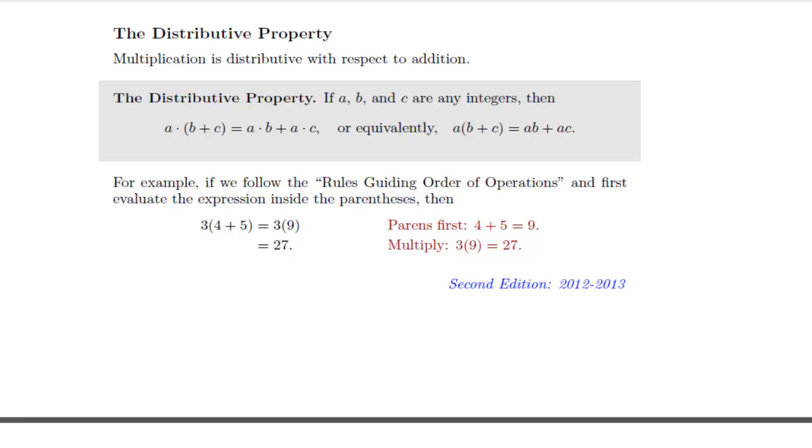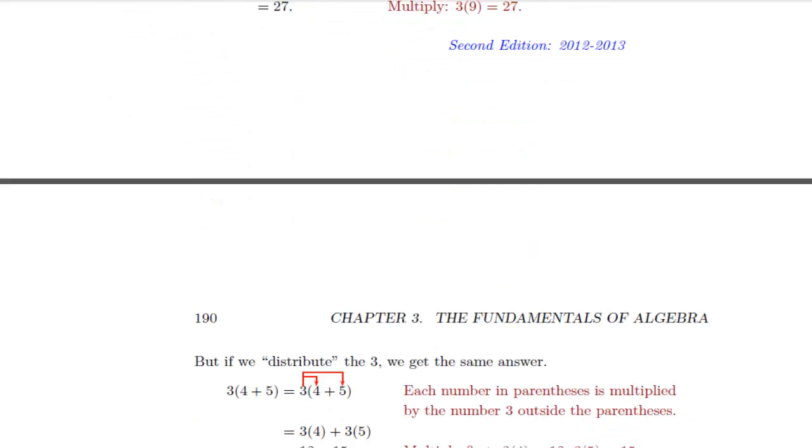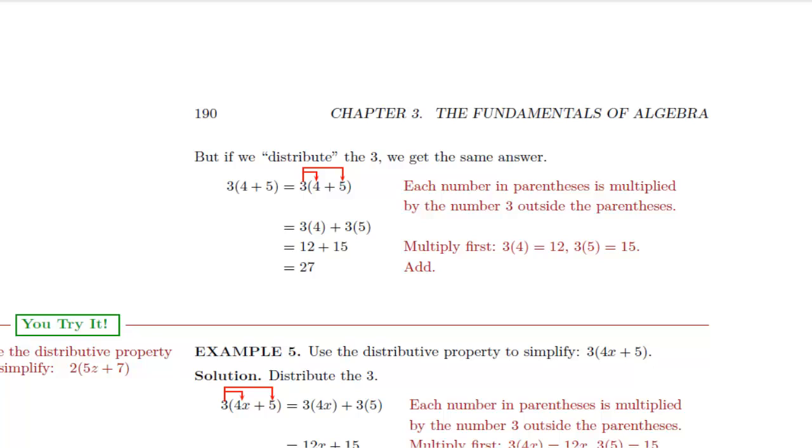For example, if we follow the rules guiding order of operations and first evaluate the expression inside the parentheses, then 3 times the sum of 4 and 5 equals 3 times 9, since 4 plus 5 equals 9, then 3 times 9 is 27. But if we distribute the 3, we get the same answer. 3 times the sum of 4 and 5 equals the product of 3 and 4 plus the product of 3 and 5. 3 times 4 is 12, 3 times 5 is 15, and 12 plus 15 is 27.